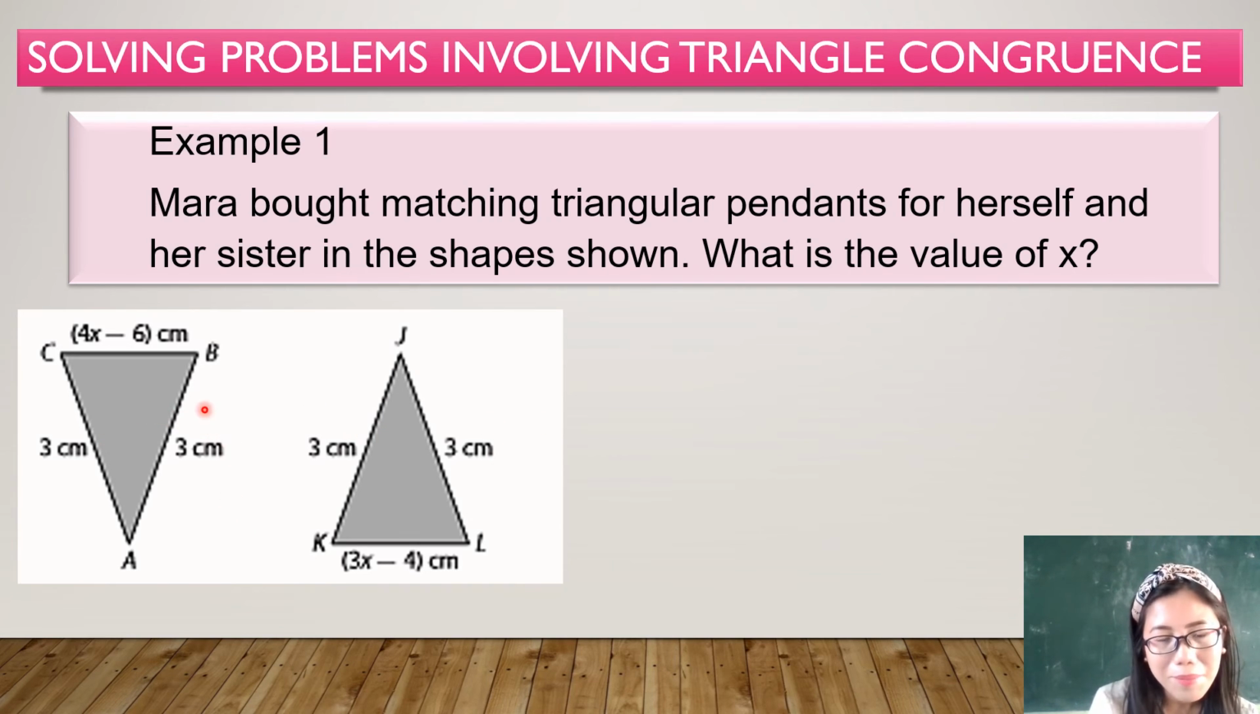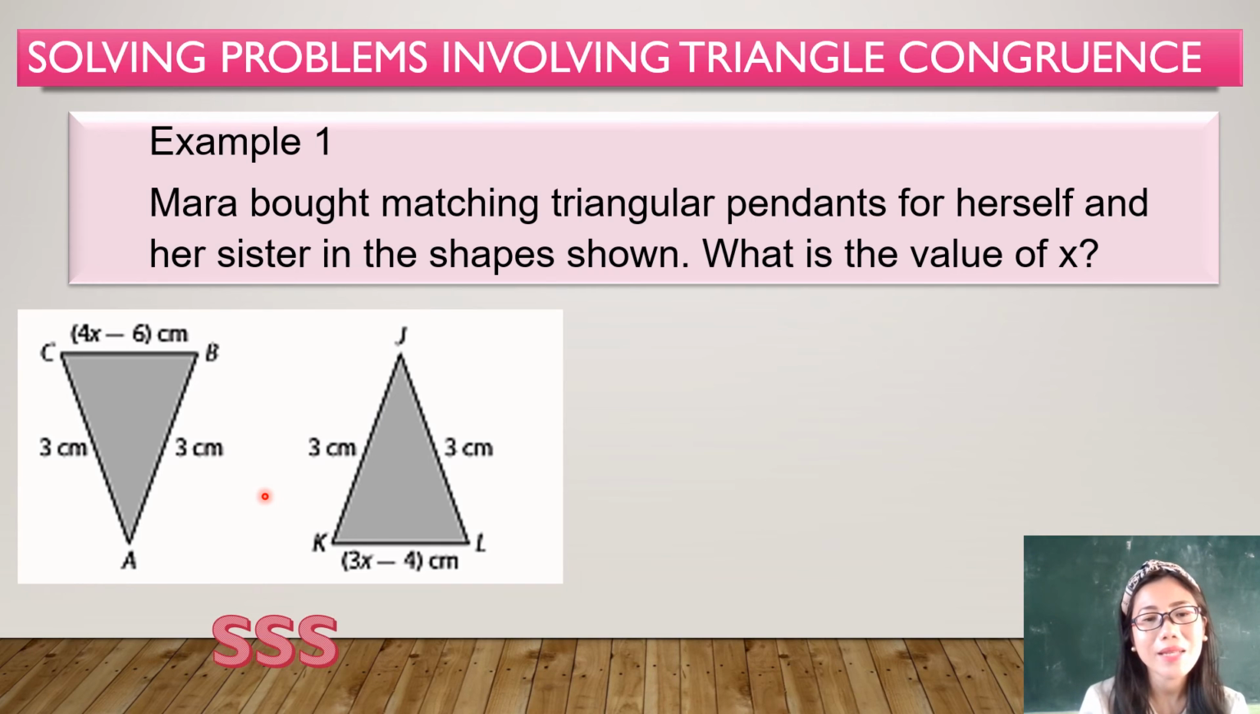And segment BC and KL, though the given lengths are not specific, from the given problem it says matching triangular pendants. So we can assume that the two triangles are congruent by SSS Congruence Postulate. If you have 3 corresponding sides congruent, you can conclude that triangle ABC is congruent to triangle JKL.